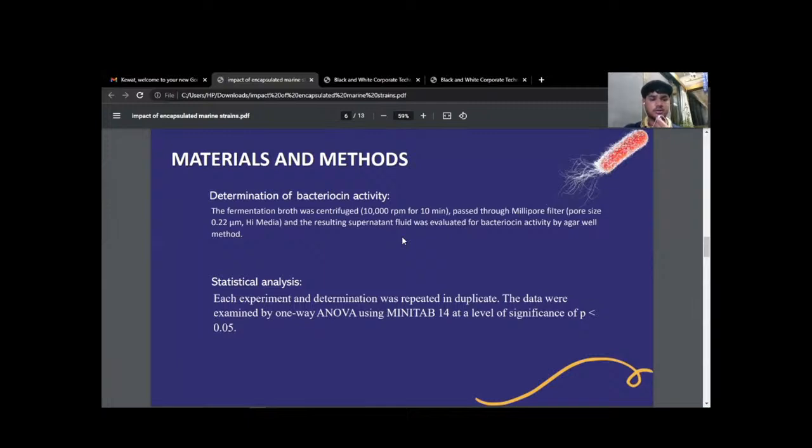Statistical analysis. Each experiment and determination was repeated in duplicate. The data were examined by one-way ANOVA using Minitab 14 at a level of significance of p less than 0.05.